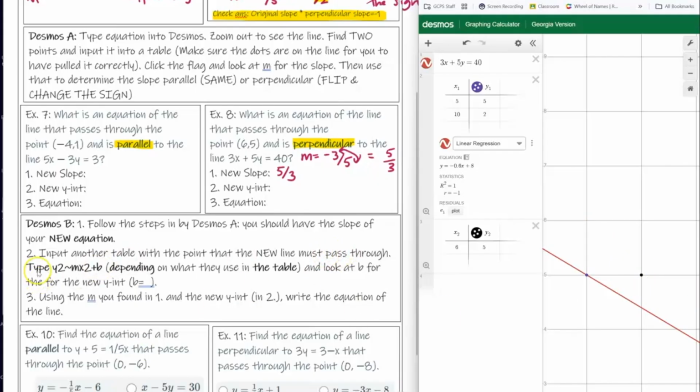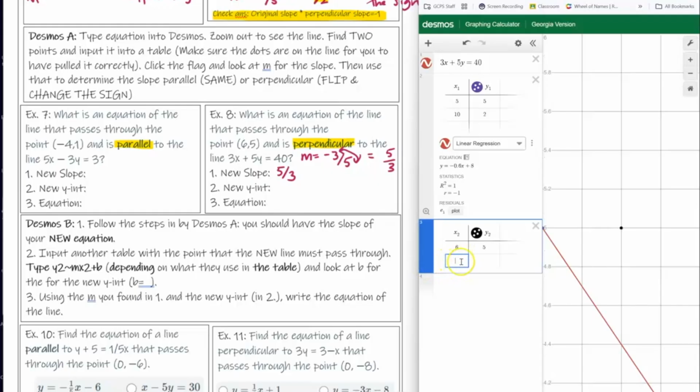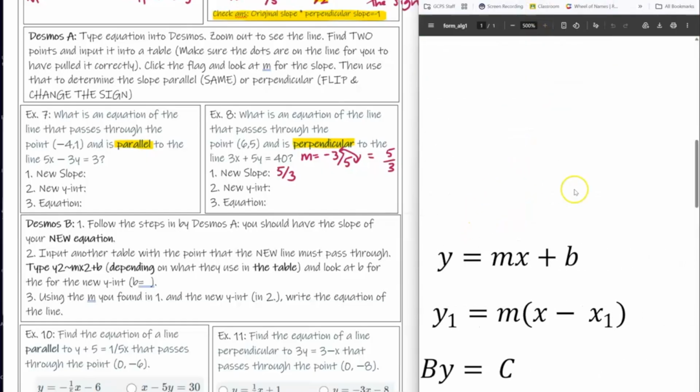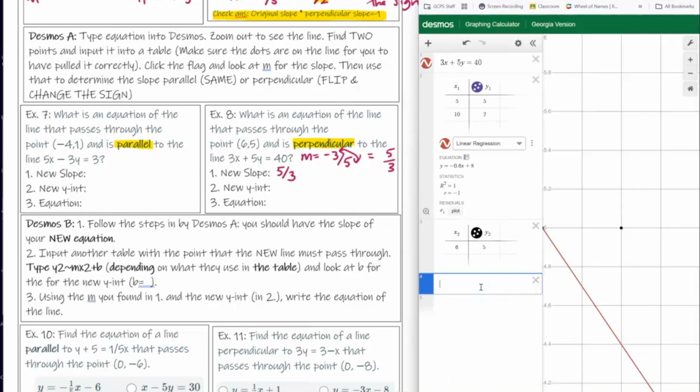All right, now here's the kicker. We haven't done this since the beginning of the semester, but for some reason, it won't tell me anything until I type in y2. So because we've been doing the flag thing, that's not there. I do have to type it in like a regular equation. So let me just remind you. We have y equals mx plus b. So that's what we're going to use. So we're typing in y equals mx plus b.